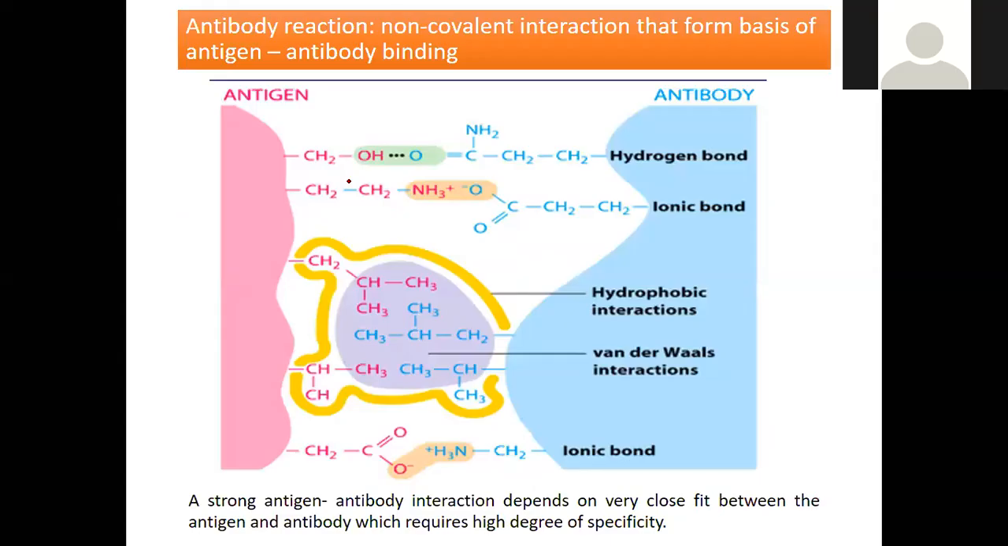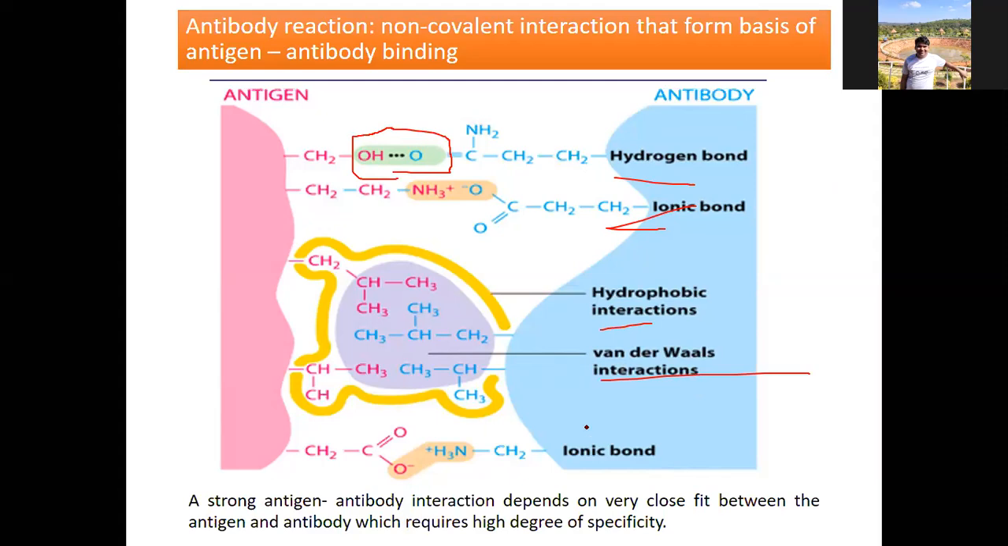As biochemists, we need to know what kinds of interactions are happening. In this particular picture, you can see various types of bonds formed between the antigen and the antibody. Earlier we thought it was a simple antigen antibody interaction, but if you look at this picture, you can see the different types of bonds playing a role: hydrogen bonds, ionic bonds, hydrophobic interactions, and van der Waals interactions.